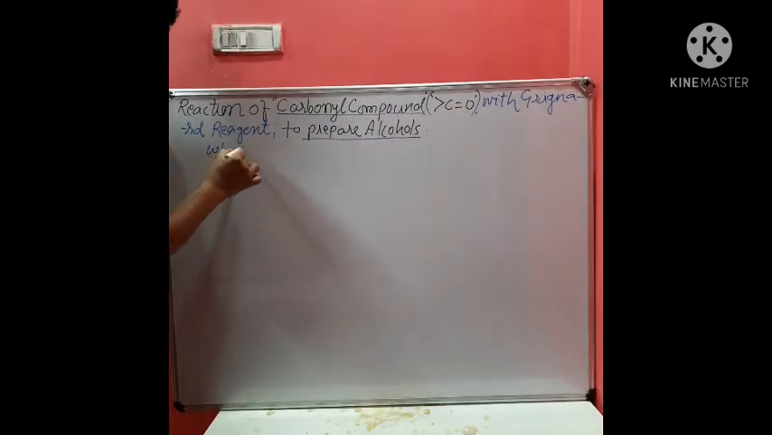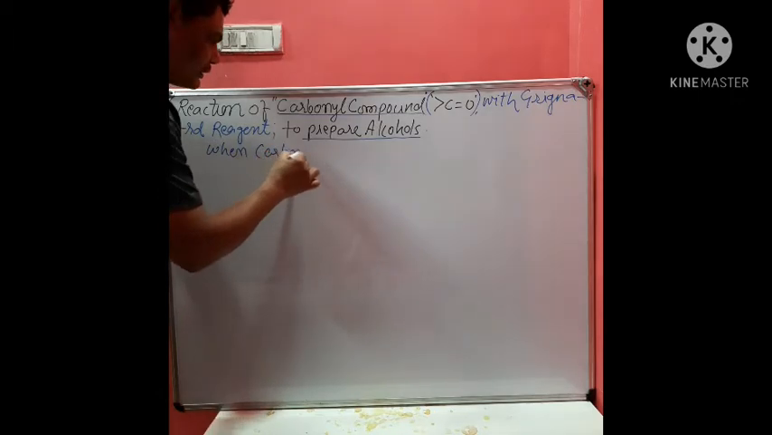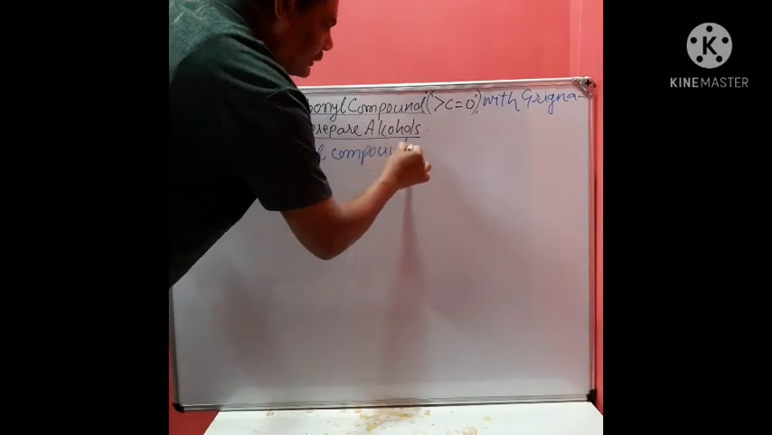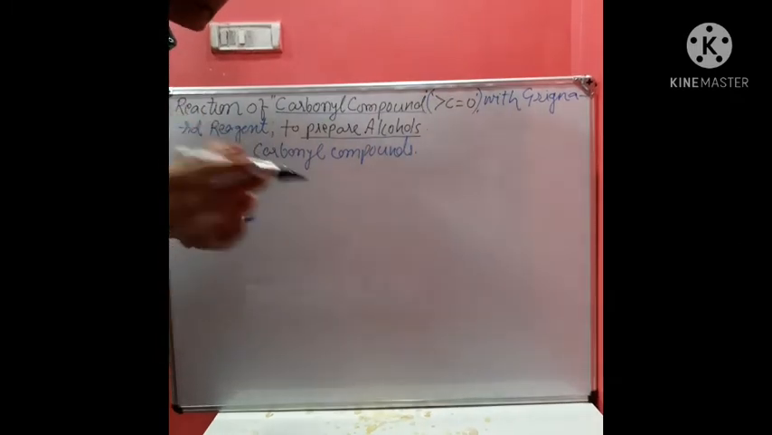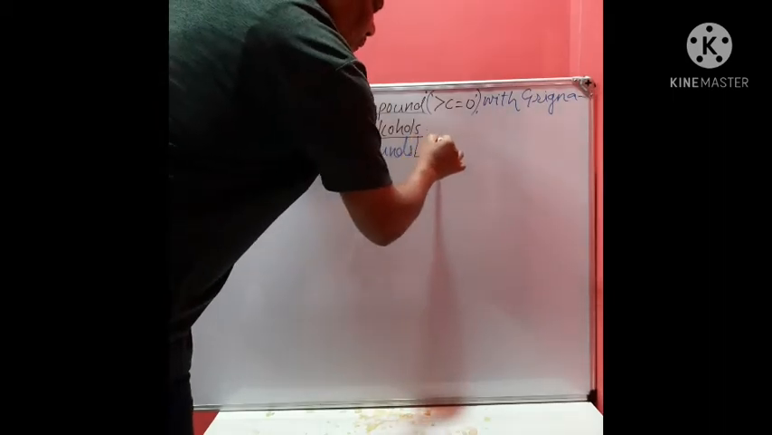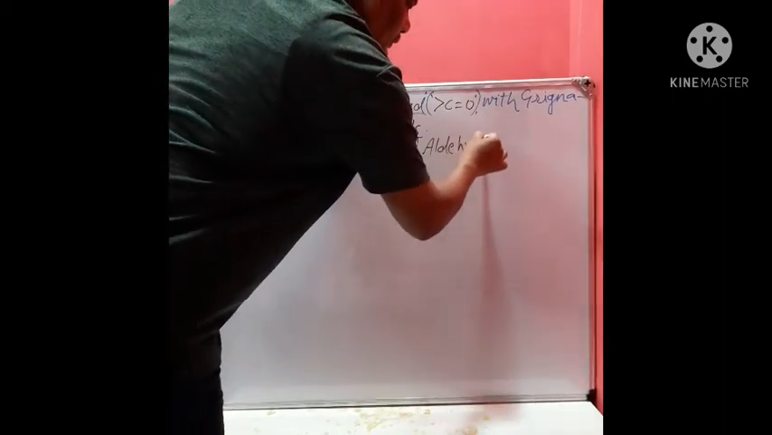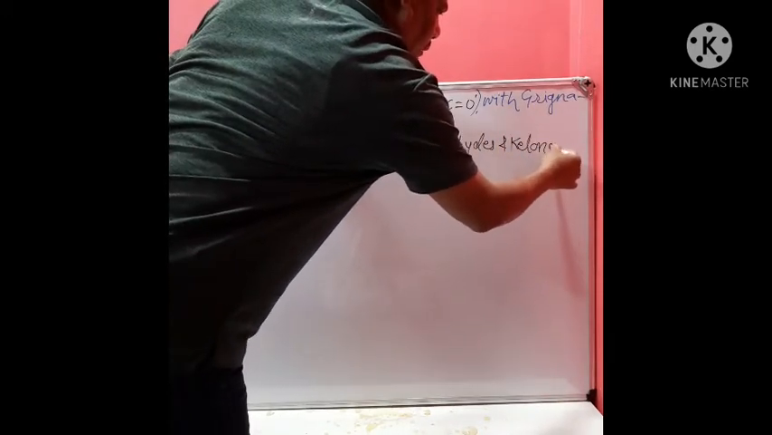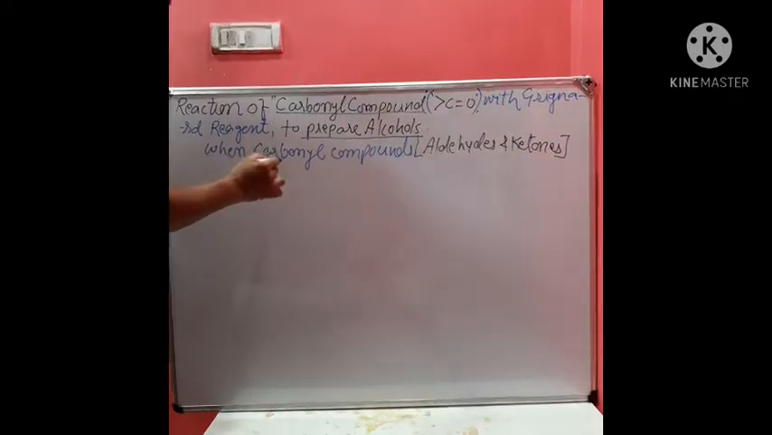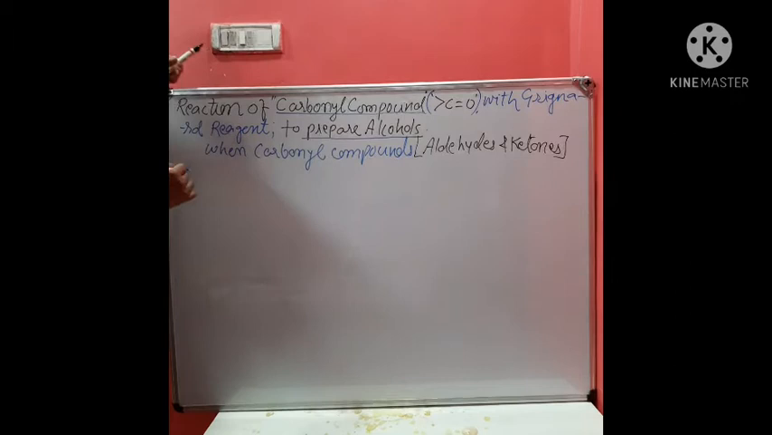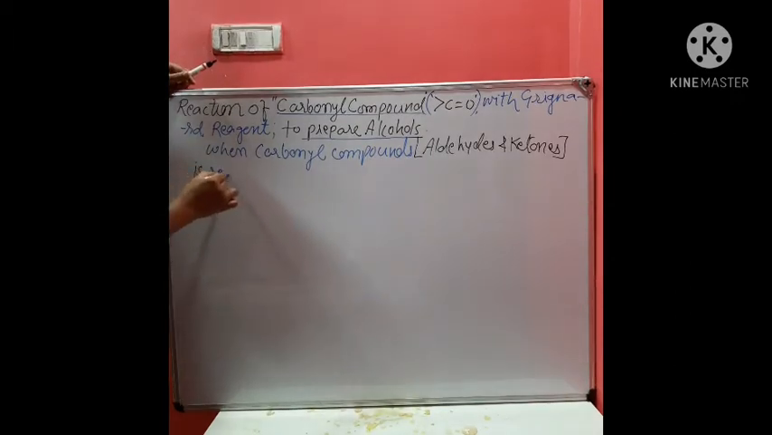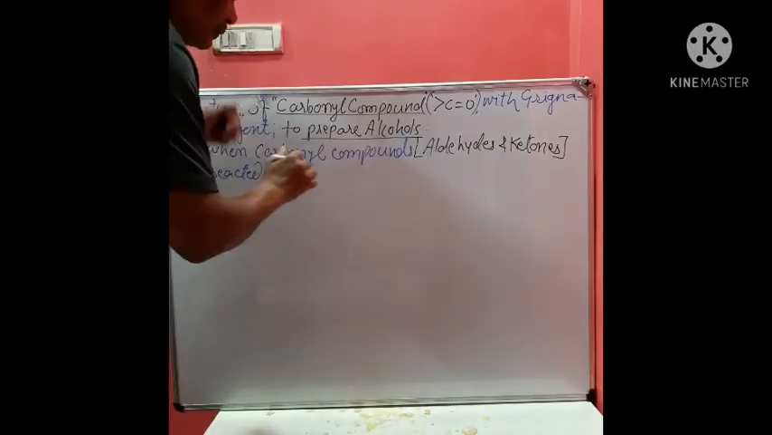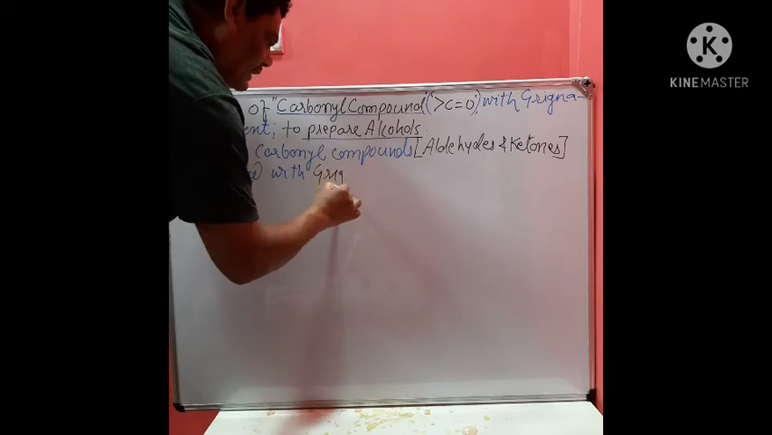When carbonyl compounds, okay. Now what are carbonyl compounds? Carbonyl compounds are aldehydes and ketones. These are called carbonyl compounds, that is, they have the carbonyl functional group, okay, is reacted with which reagent? That is another reactant.